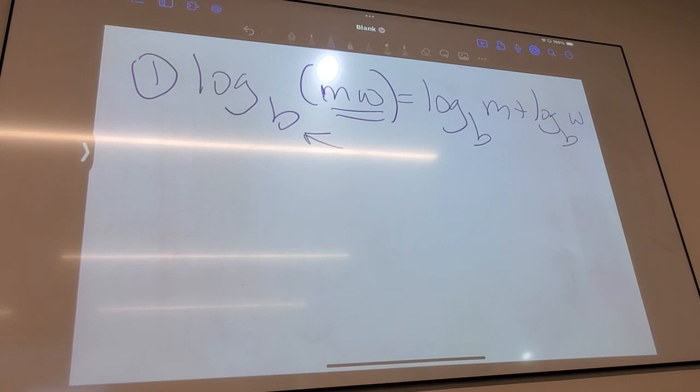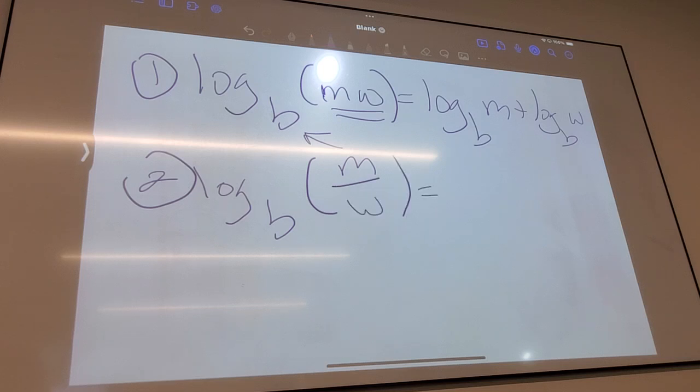Very freaky rule, yes? Nowhere in there did I say that multiplication equals addition. It's just the rule of logs. The log of the product is the sum of the logs. Nowhere in there did I say that m times w equals m plus w. I could not say that because that's not true. So what about log base b of m divided by w? Log base b of m minus log base b of w.